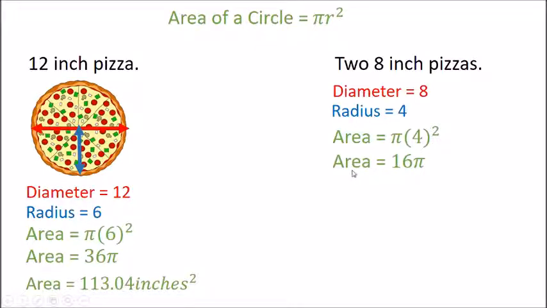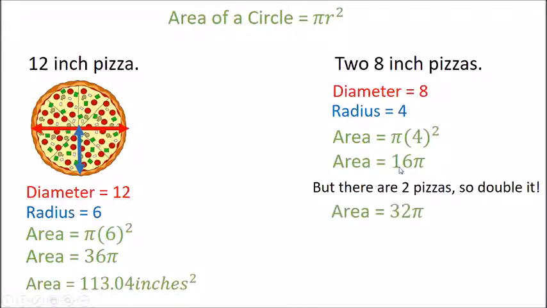However, I don't have one pizza, I have two pizzas in this deal, so I need to double this figure. Double 16 pi is 32 pi, so this is my answer in terms of pi, and if I want to write my answer without pi, in my calculator I'm just going to type in 32 times by pi, and that tells me that the area of pizza that I get is 100.48 inches squared.